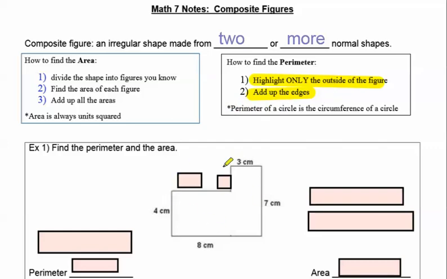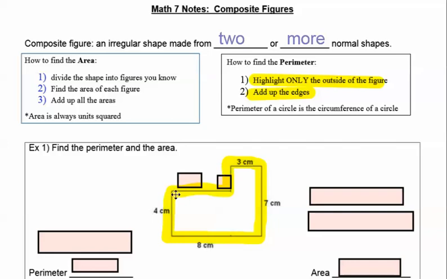So if we want to find the perimeter of this guy, we're going to highlight just the outside edges, just like this. And what we're going to do next is add up those edges. Now, before I even start adding them up though, we have this side, we don't know how long it is. And this side, we don't know how long it is. So we have to write that down first before we accidentally forget about them.